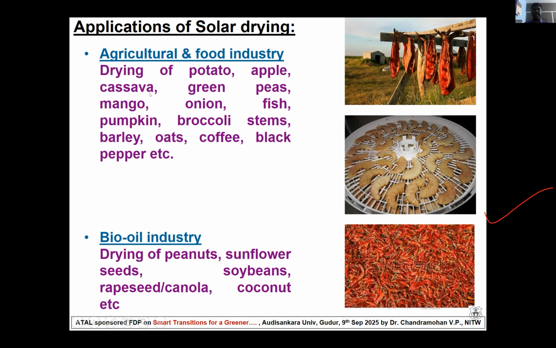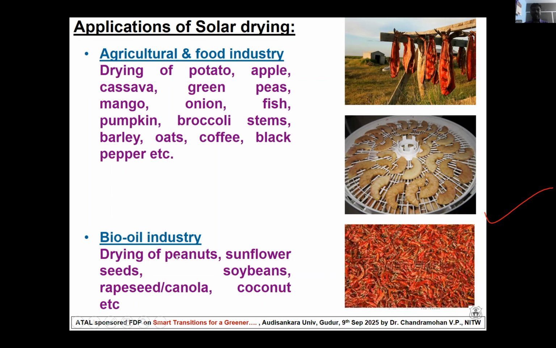Cassava, you know, the correct name in Tamil is Maravalli Kilangu. Its other name is tapioca. Green peas, mango, onion, fish, pumpkin, broccoli stems, barley, oats, coffee, black pepper, etc. Still a lot. I'm mentioning whatever available data from the literature I have taken, but still there are a lot of contents dried in open sun drying, in solar drying, or in indirect drying.